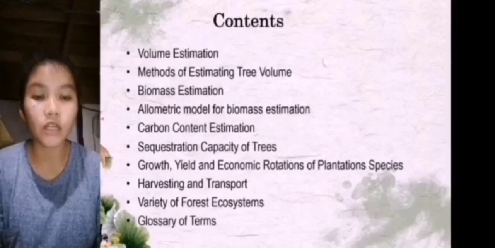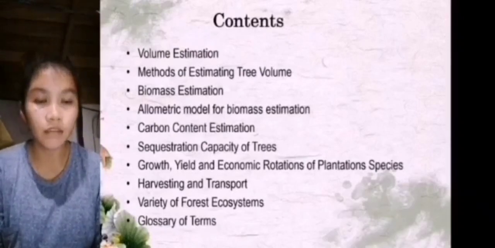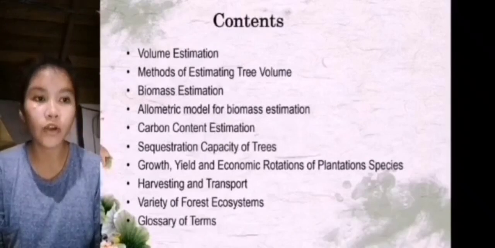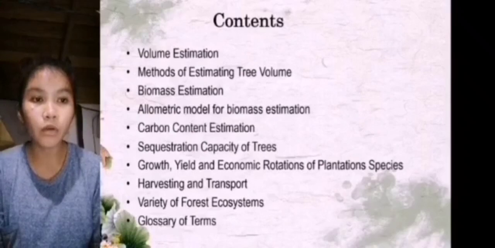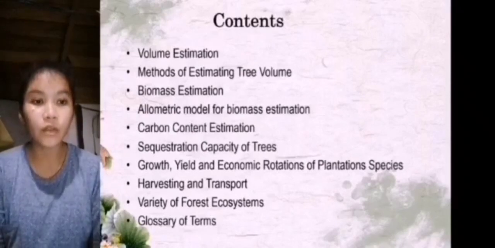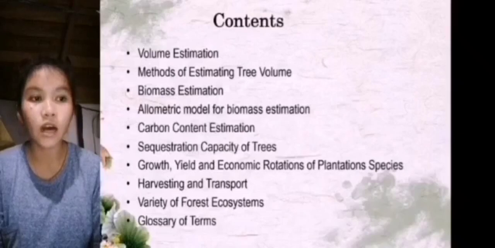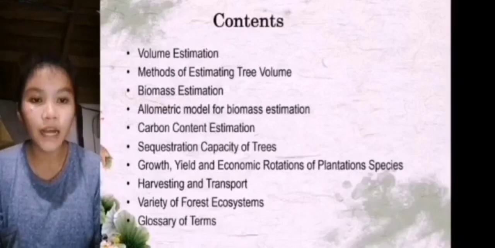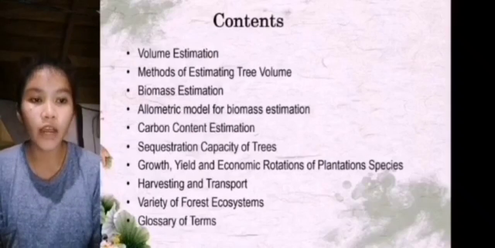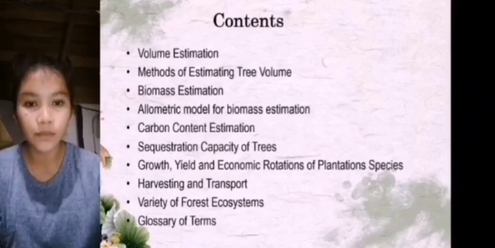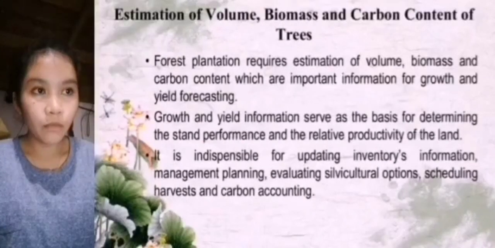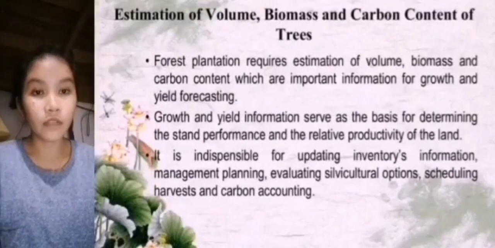Table of contents. First, the volume estimation, methods of estimating tree volume, biomass estimation, allometric model for biomass estimation, carbon content estimation, sequestration capacity of trees, growth, yield, and economic rotations of plantation species, harvesting and transport, variety of forest ecosystem, and lastly, the glossary of terms.